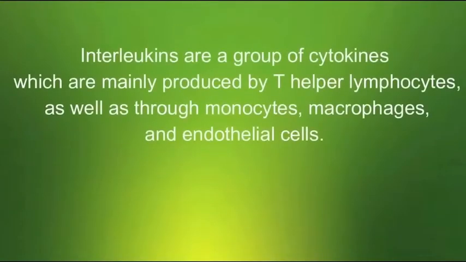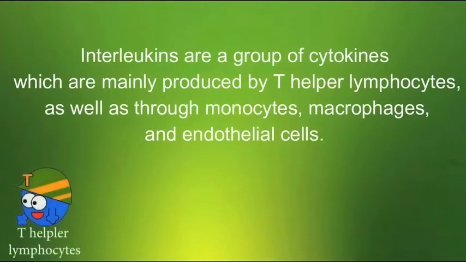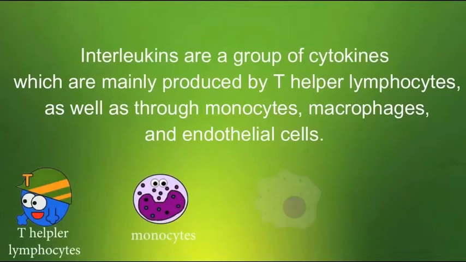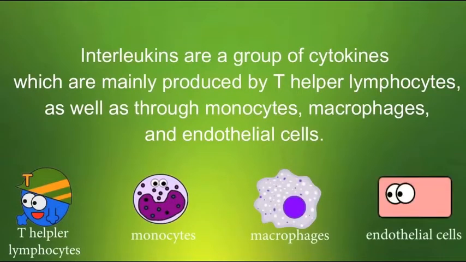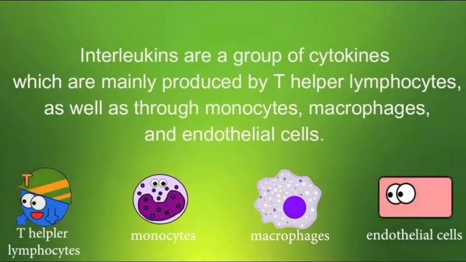Interleukins are a group of cytokines, which are mainly produced by T helper lymphocytes, as well as by monocytes, macrophages, and endothelial cells. Monocytes are a type of white blood cell, which can differentiate into macrophages. A macrophage is a type of white blood cell that engulfs and digests cellular debris and microbes. An endothelial cell is a type of epithelial cell that lines blood vessels and lymph vessels.